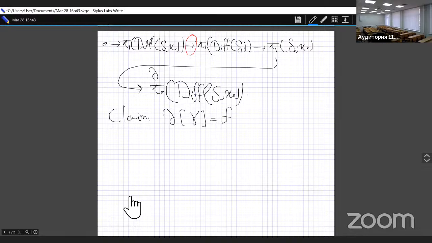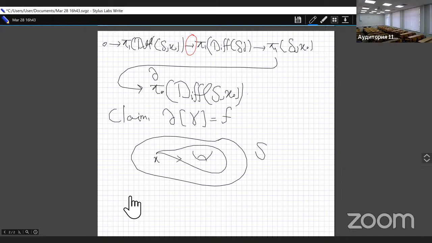And what is F? Let me draw a picture. This is S, and this is gamma. And F is a map. I mean, F is such a map that, just for a moment, consider the isotopy of maps between the identity map and the map that takes the family of maps moving x naught along this path, and extend this family to the whole surface.